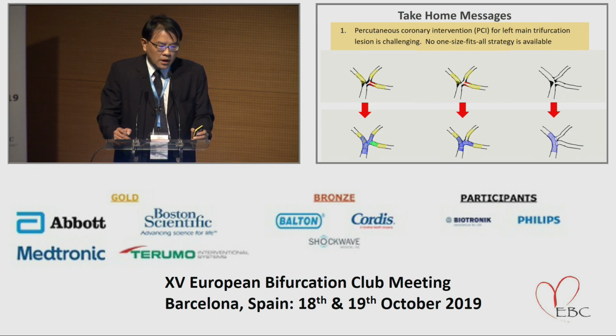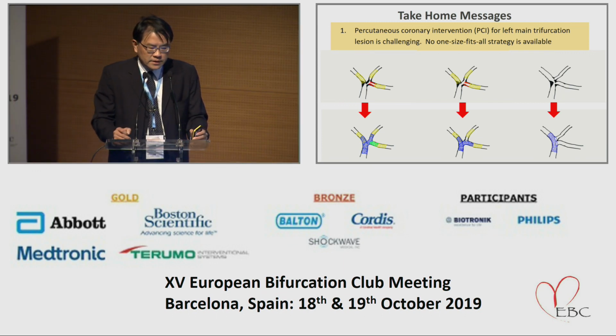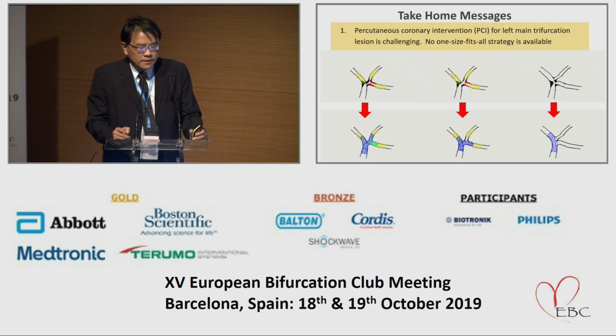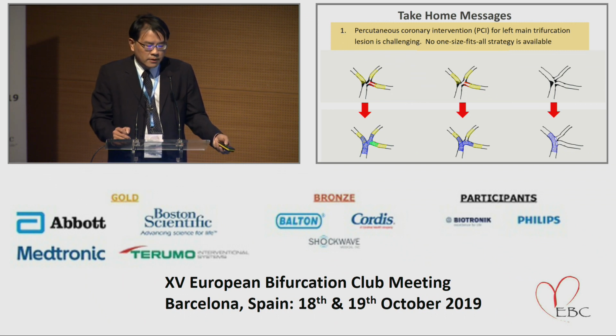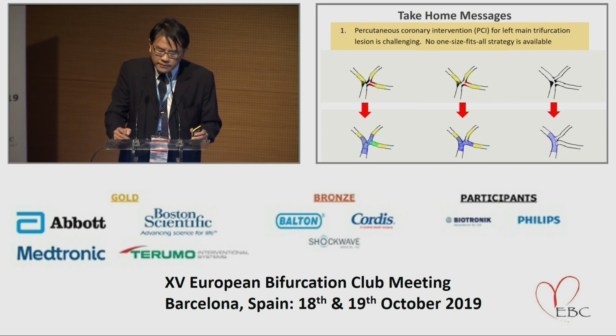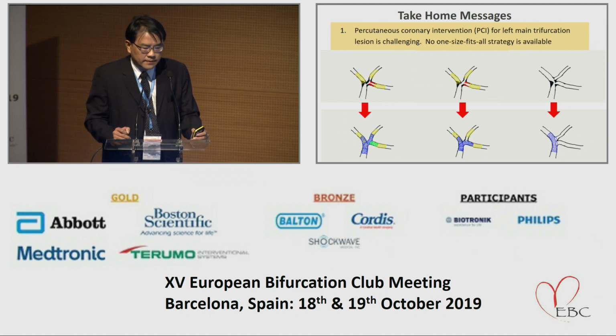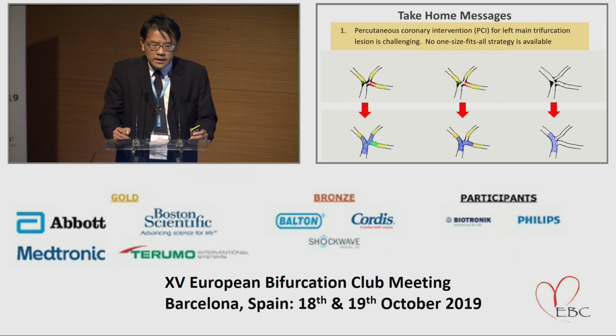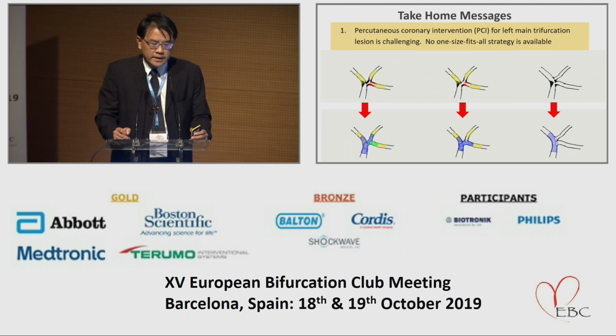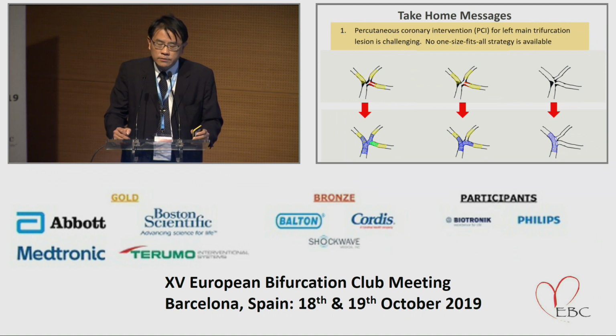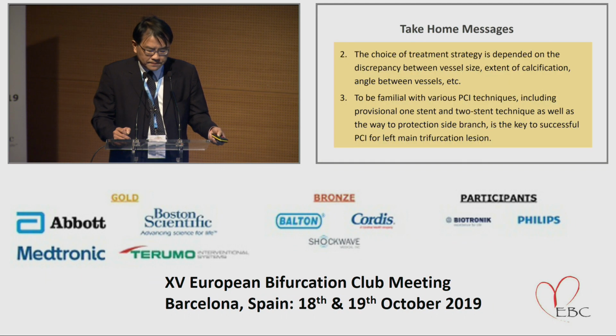So in conclusion, we think the PCI for distal left main trifurcation is a challenge. No one-size-fits-all strategy is available. For example, if a patient like our lesion but with much more plaque at the proximal circumflex, maybe we need a third stent. In another scenario, if the intermediate is less severe, maybe we just put 2 stents at the LAD and circumflex and just open the stent strut toward the intermediate artery. In special conditions, we can just use one stent from the left main to the LAD and open the stent strut only.